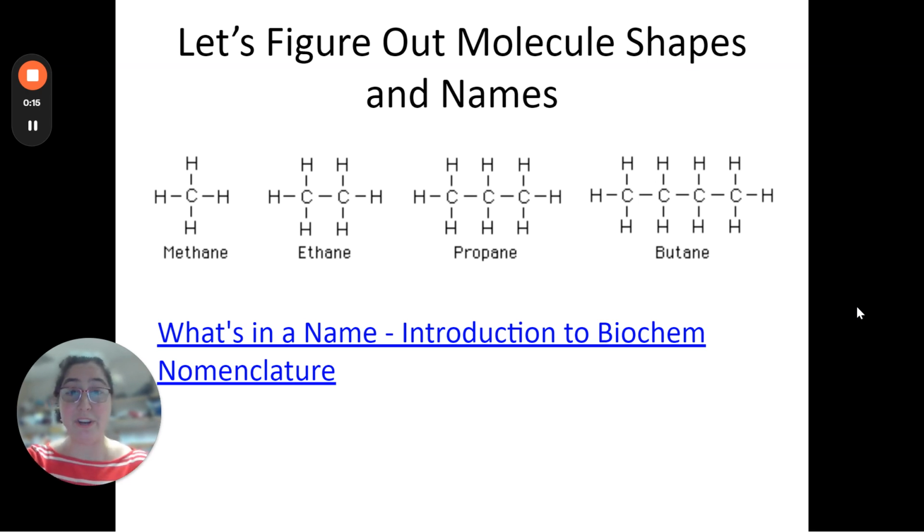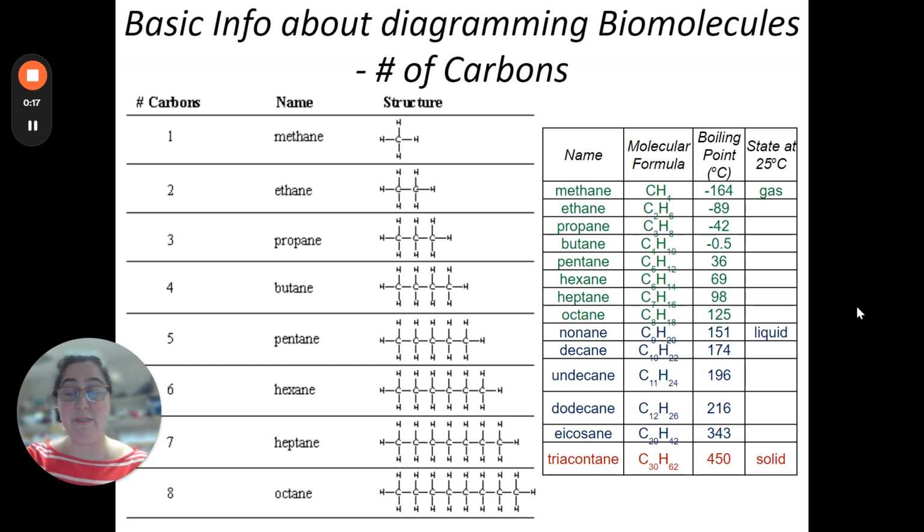So the first thing I want you to notice is that if we look at the prefix of a hydrocarbon, so named because they're made of hydrogen and carbon, it tells us the number of carbons. Meth meaning 1, eth meaning 2, prop meaning 3, etc. So if you see something like hexane, we know hex means 6. It's 6 carbons filled in appropriately with hydrogen. Remember that carbon can always make 4 bonds.